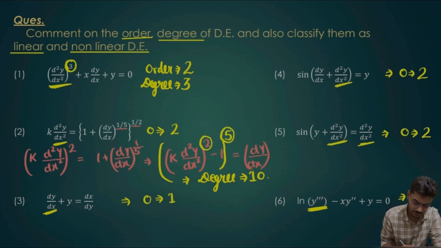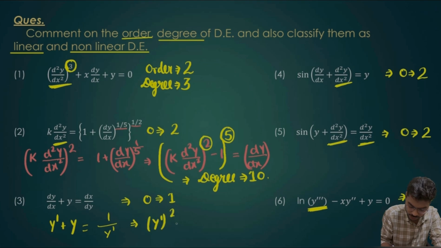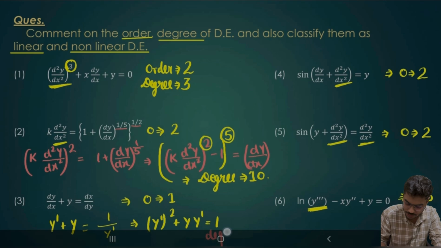See the next one. In the next one, we cannot comment on the degree directly because the term is given as dx upon dy. So can I write dx upon dy as 1 upon y dash, because y dash is dy by dx? Cross multiply. What will I get? (y dash) whole square plus y into y dash equals 1. So which is the highest degree I got? The highest degree of y dash is 2. So I can say the degree of the differential equation is nothing but 2.